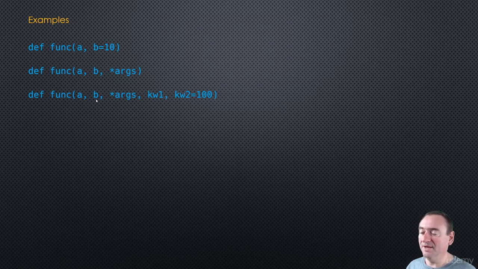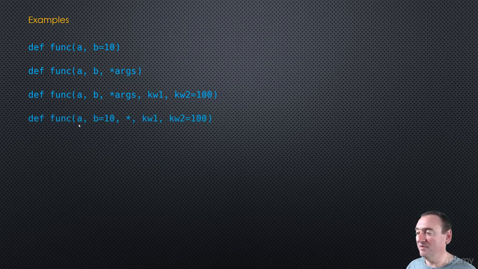We have two mandatory positional arguments. We can scoop up an arbitrary number of additional positional arguments. And now we have two keyword-only arguments. KW1 is mandatory. It's required because it doesn't have a default. But KW2 is not required, because it has a default. So it doesn't have to be specified when we call the function.